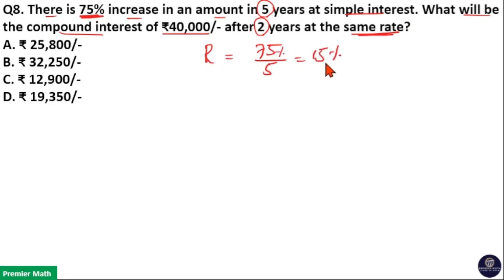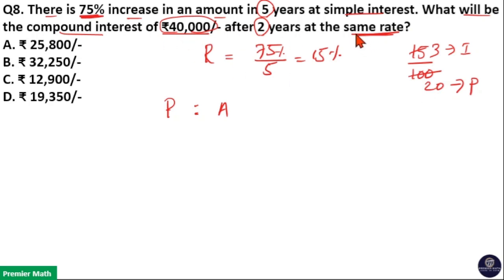So rate is equal to 15%. That means 15 by 100. 5 goes 3 times in 15, 5 goes 20 times in 100. So 20 units is the principal and 3 units is the interest. Then take the ratio between principal and amount to calculate the compound interest for 40,000.